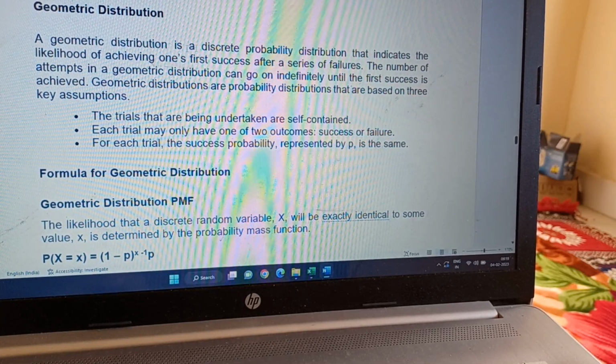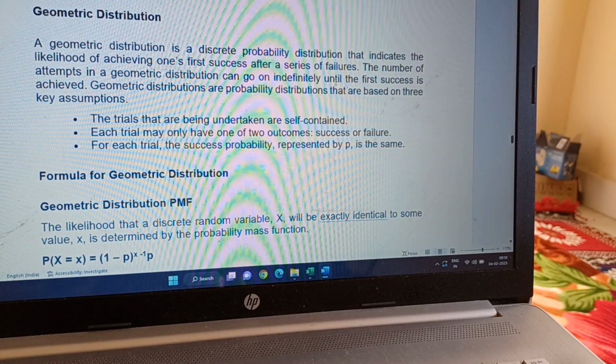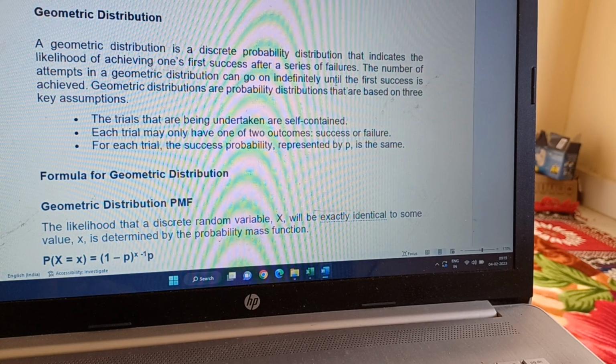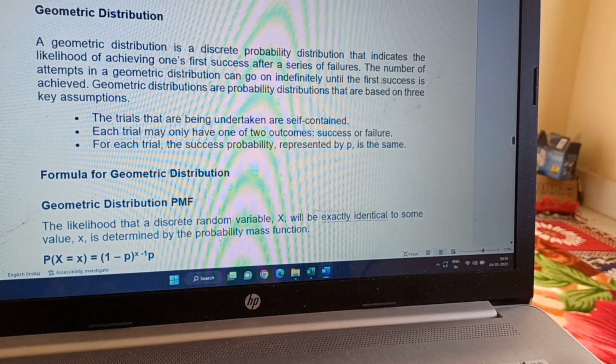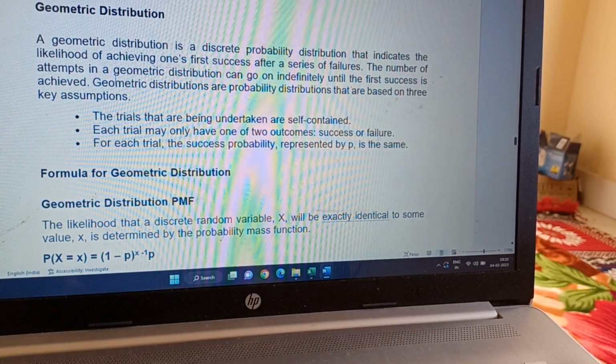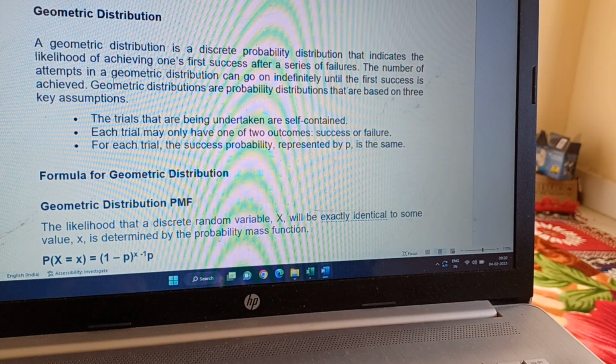So the number of attempts in geometric distribution can go on indefinitely, because he hasn't got any success. So n can be indefinite. He will keep trying until he gets the first success. So n is not defined in geometric distribution, and n will be defined only when there is a first success. It can go on indefinitely. He will keep trying until he gets the success.